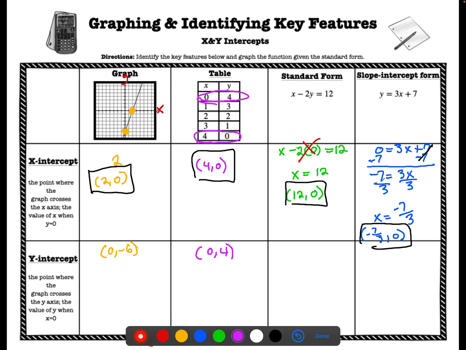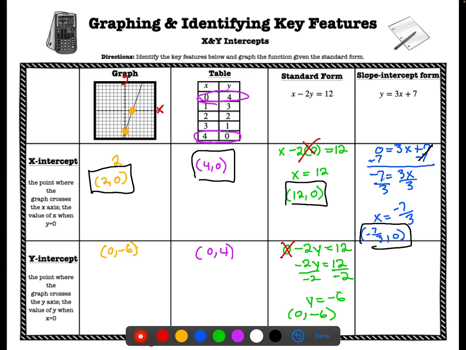With standard form, we're going to substitute 0 for x and then solve for y. We're doing it based off this definition right here, the value of y when x is 0. That's why we substituted 0 right here. So this cancels out, and now we're left with negative 2y equals 12. We divide each side by negative 2, and we have y is equal to negative 6, or we just say (0, negative 6).